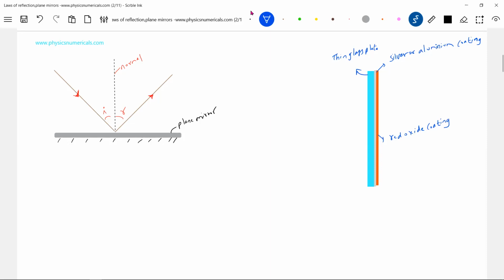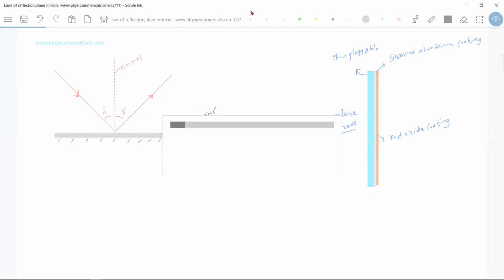Okay, this is what our plane mirror will look like. So this is how the plane mirror will be manufactured. It's not a perfect reflector because some light will pass through it also. You can say about 90% is reflected. So let's assume an ideal case, where all the light incident on the mirror gets reflected.